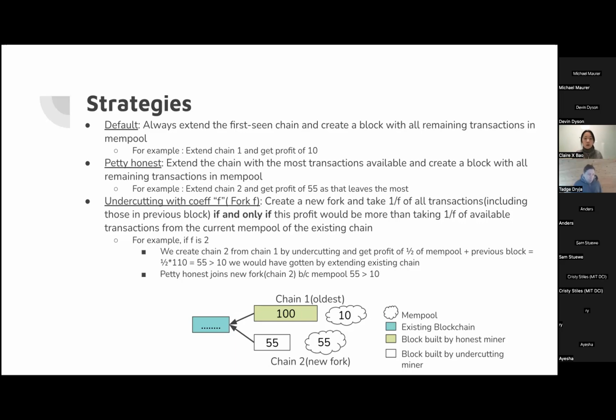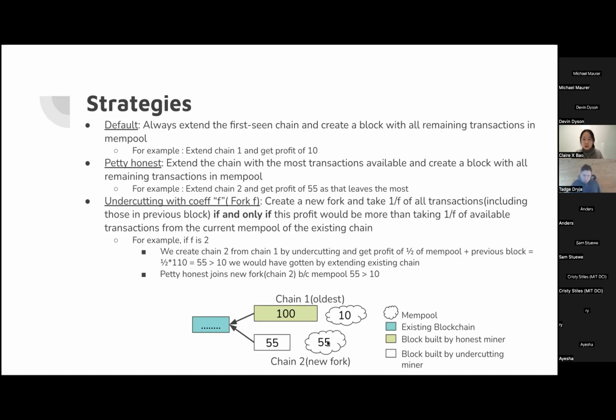Let's say we have an undercutting miner with a coefficient of 2. What this means is it'll create a new fork. It'll look at how many transactions we have total. There's 100 from the previous block, 10 in the mempool, that's 110 total. 1 over f is half, so we take half of those 110, which means we take 55 in this new fork, create a new block, and leave the other 55 as incentive for the petty honest miners to join their fork. And indeed, we see this is the case.